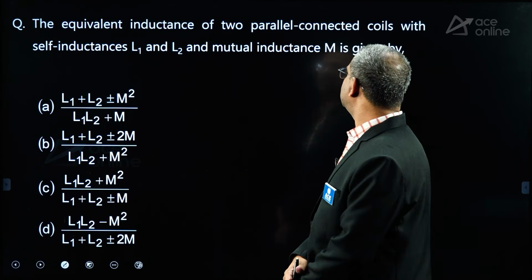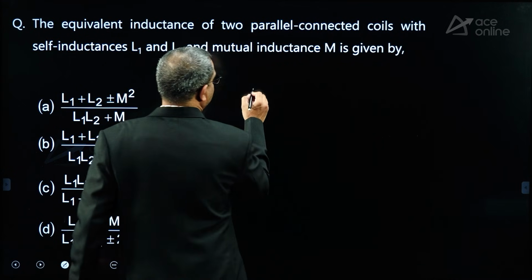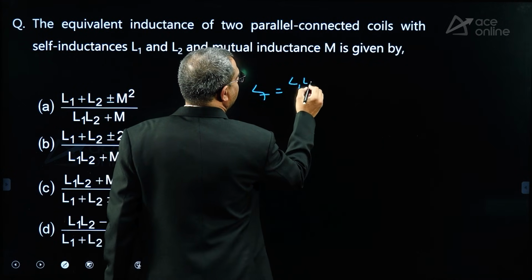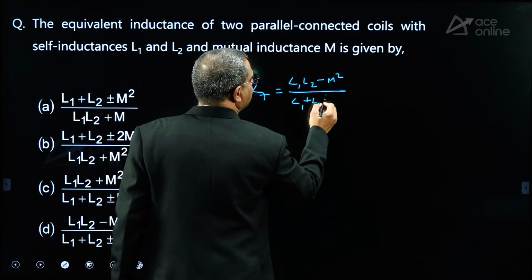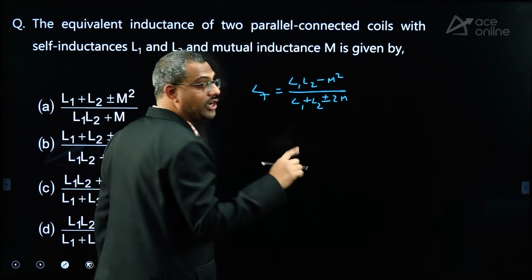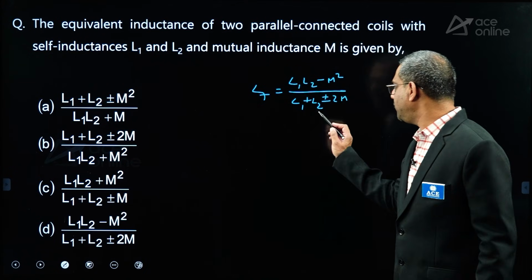Then the equivalent inductance between two parallel connected coils with inductances and mutual. Now this is a parallel system, sir. L total will be L1 L2 minus M square by L1 plus L2 plus or minus 2M. But he did not mention aiding or opposing.